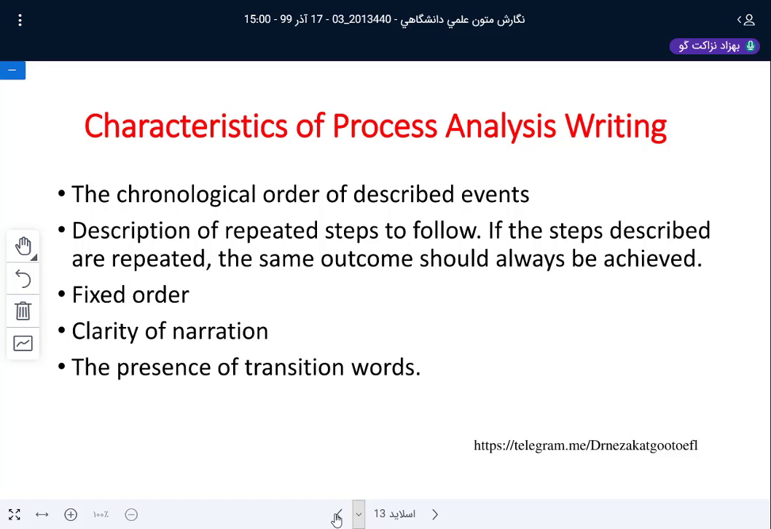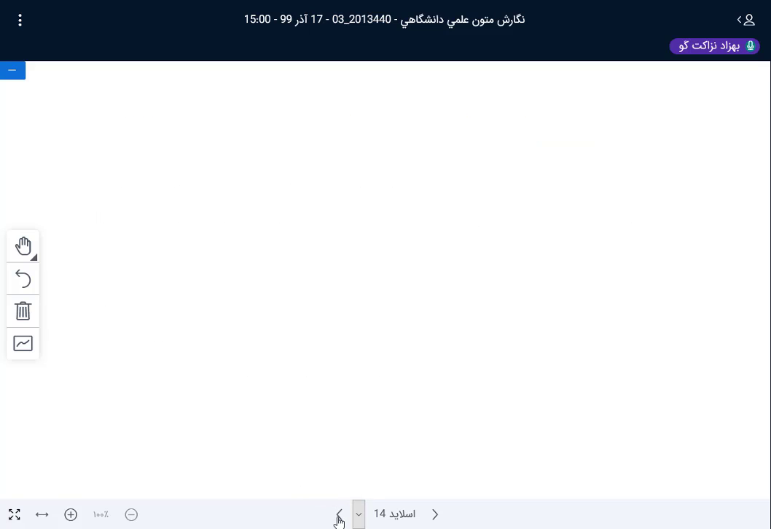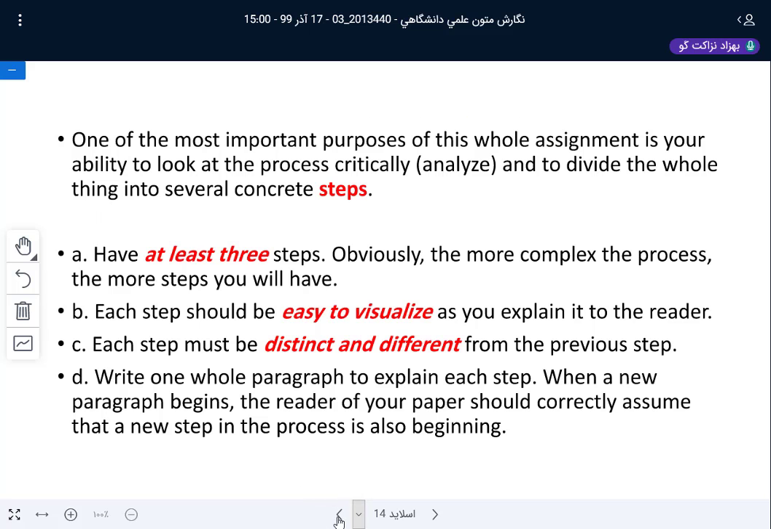In the third chapter of your thesis, you have to show the design and the procedure, how you are going to do what you are going to do. So clarity is very important, and how to use the transitions. Go on, please.